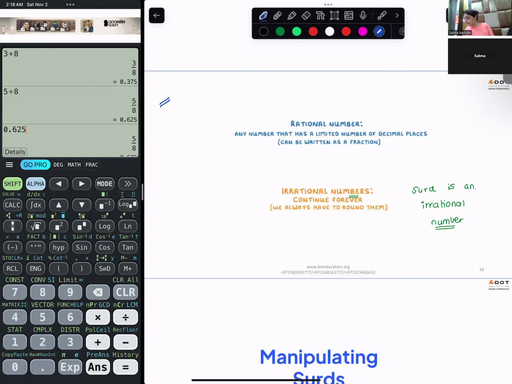If I sum up, what is a rational number and what is an irrational number? A rational number would be your integers, a fraction, or any number that has a limited number of decimal places and can be written as a fraction. But irrational numbers continue forever and you always have to round them off. Now we continue with surds. What is a surd and how to simplify surds?